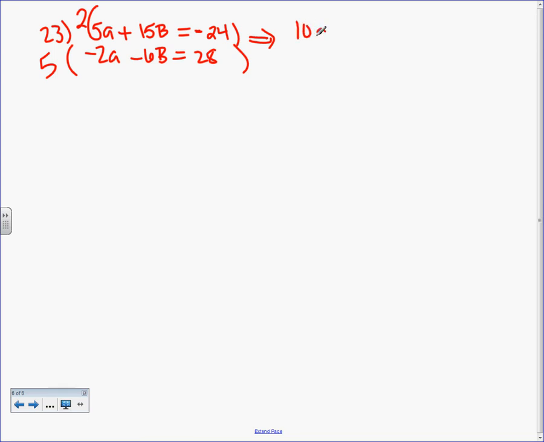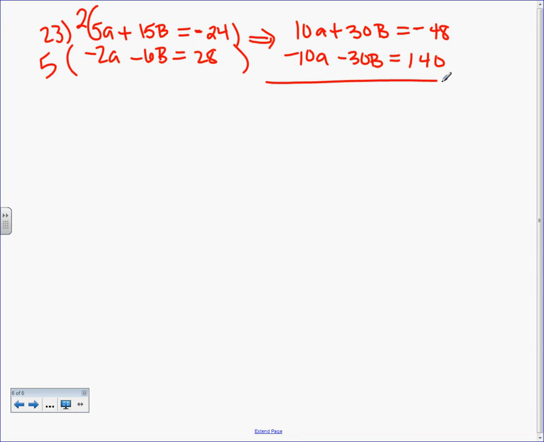Ten A plus 30B equals negative 48. Is everybody okay with that? All right, the second line, what do we get? Negative 10a minus 30b. And then 5 times 20 is 100, 5 times 8 is 40, so 140. Is that all right?